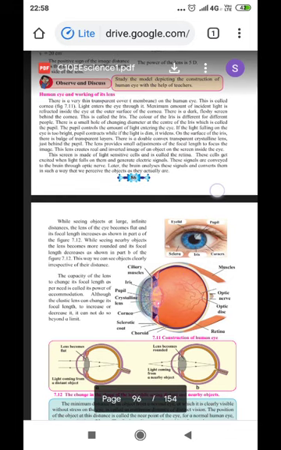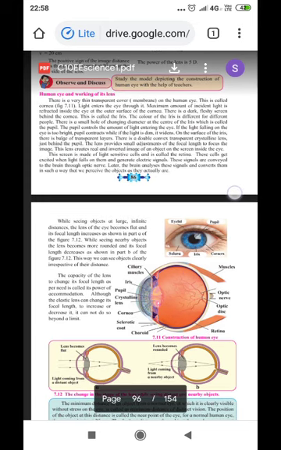There is a very thin transparent membrane cover on the human eye. This is called the cornea. You can refer to figure 7.11. The thin layer on the surface of the eye is called the cornea. The light enters the eye through it. Maximum amount of refraction takes place through the cornea.